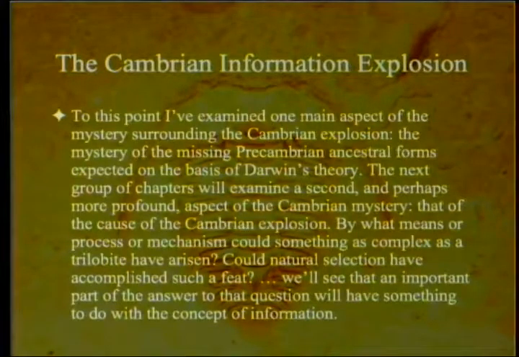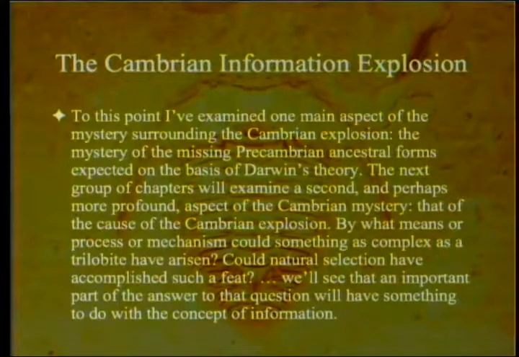To this point, I've examined one main aspect of the mystery surrounding the Cambrian explosion: the mystery of the missing pre-Cambrian ancestral forms expected on the basis of Darwin's theory. The next group of chapters will examine a second and perhaps more profound aspect of the Cambrian mystery, that of the cause of the Cambrian explosion. By what means or process or mechanism could something as complex as a trilobite have arisen? Could natural selection have accomplished such a feat? We'll see. Again, this is the Reader's Digest version, so I will skip paragraphs on occasion and omit things and try to indicate that whenever I do.